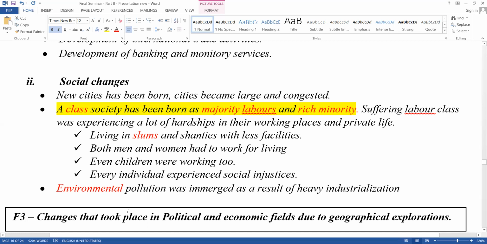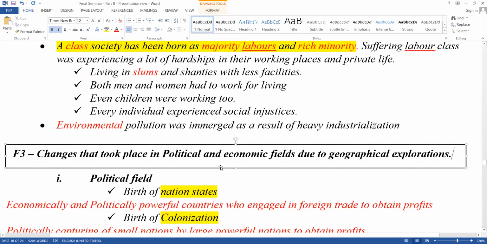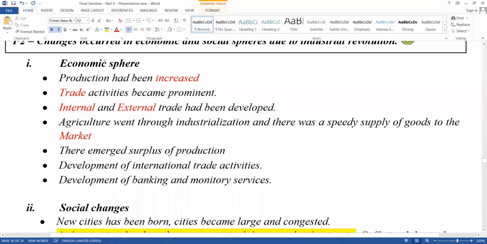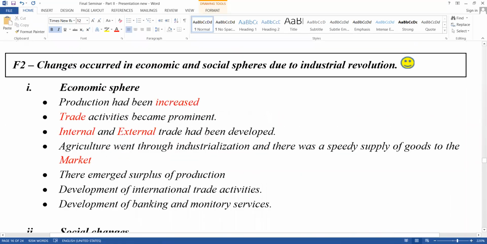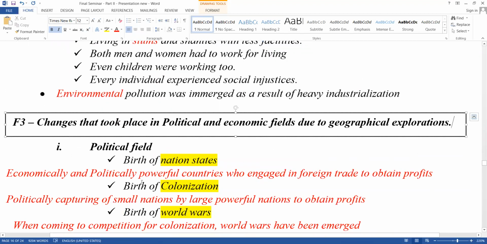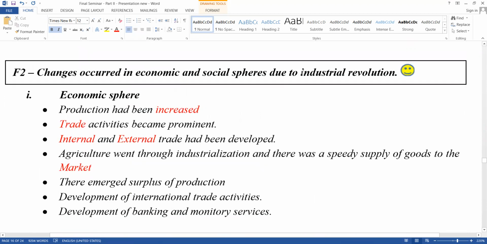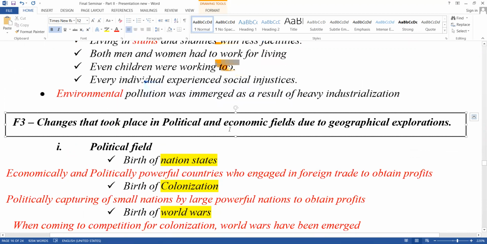Okay. Changes that took place in the political and economic field due to geographical expansion. Now see, this is the third question related to the explorations movement. But remember, political changes I have given here, economic changes are actually these changes. That's why I gave it after that. These economic changes, you can take the same economic changes for this one, because there is no difference between the industrial revolution and this one, geographical explorations.